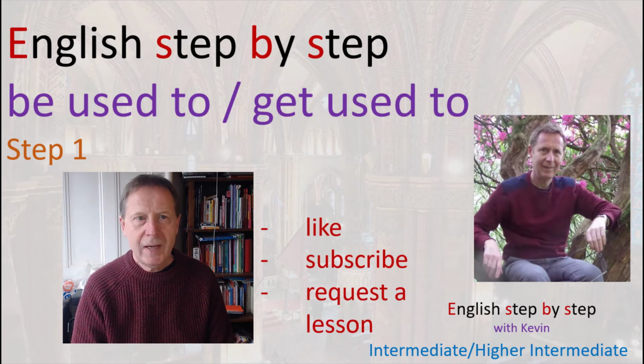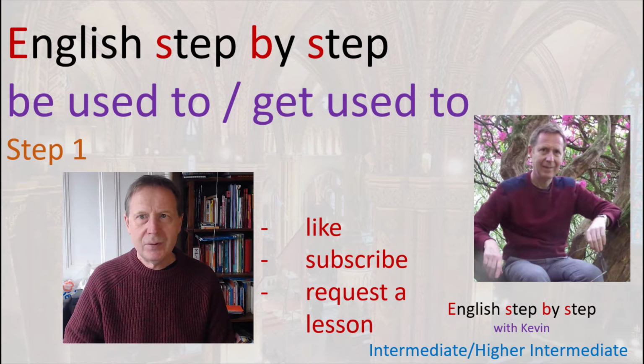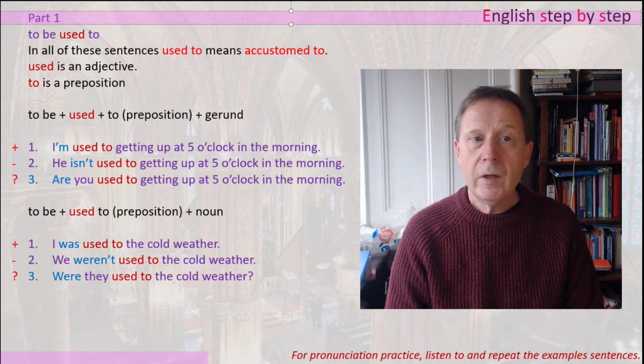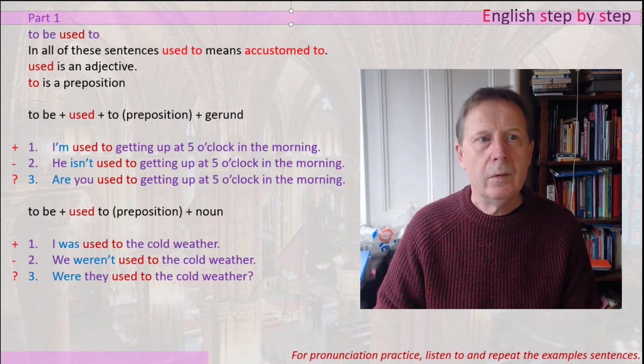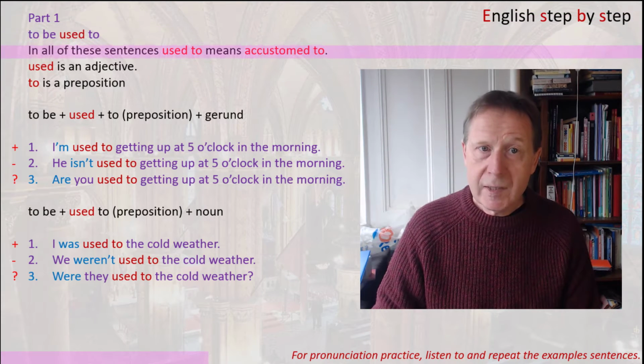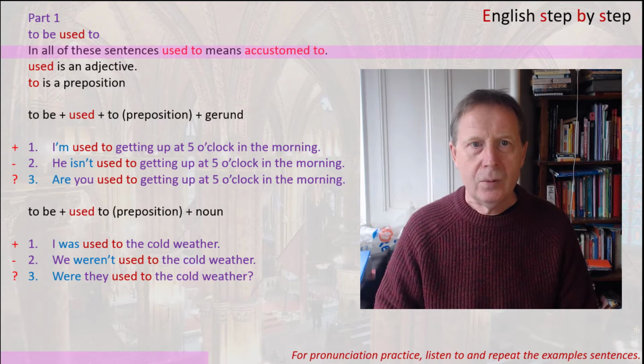English step by step. Be used to, get used to. Step 1. Let's look at some examples. In all of these examples, we have to be used to. In all of these sentences, used to means accustomed to.